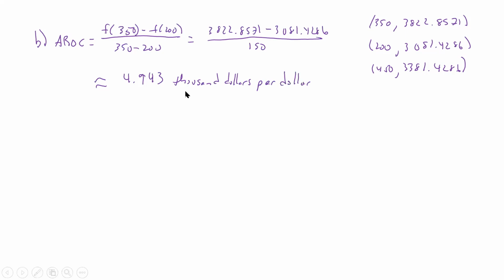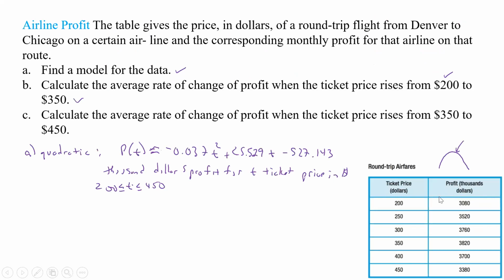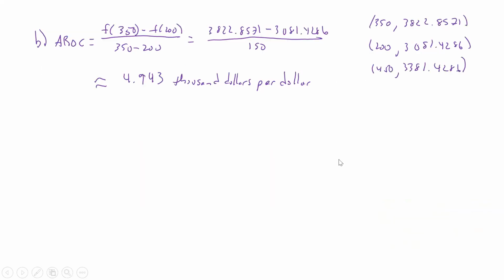Okay, so this is kind of one of those weird ones, $1,000 per dollar, because we have $1,000 for every dollar that we spent. Okay, so the ticket price versus the profit. So we're gaining 4.943 thousand dollars per dollar spent on the tickets. Okay, and so that's thousands of dollars of profit per dollar of ticket. So $1,000 of profit per dollar of ticket price. So that's really what it's coming down to.